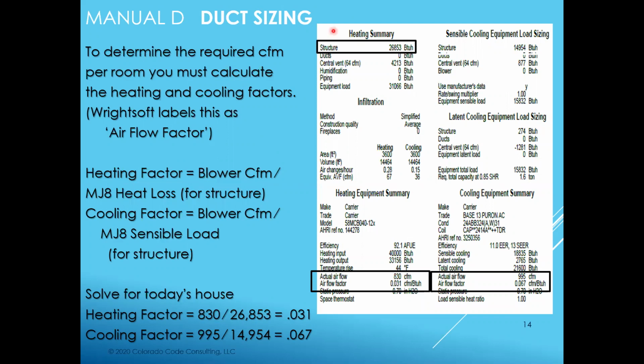So we're not going to go through the math, but essentially it takes the structure loads here for heating and cooling. I don't know why my thing is in black. And then it's just basically math. So my heating flow factor is this 830 CFM divided by this 26,853, which is the structure load. And it gives me this heating factor of 0.031. All that number means is that it takes that number times the BTUs required for that room, and then that equals the CFM that you need in that room. Okay, that's all it's doing.